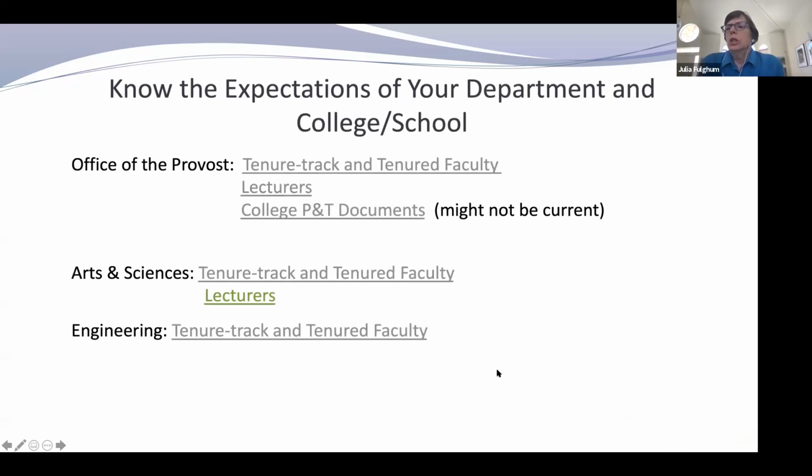This process works differently in different colleges and schools and different departments. So figure out early on what the expectations of your department and college or school are. There are general guidelines on the provost website under the Office of Faculty Affairs and Services. The 2021 guidelines are still there. The 21-22 guidelines will go up sometime this summer, but they aren't going to be very different.